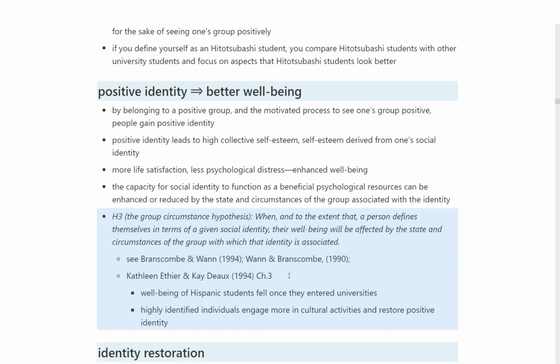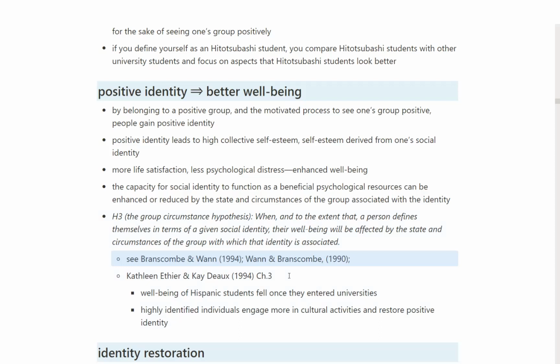So here there are two things: positive or negative state, and the extent to which you define yourself as a member of a group. When there is a positive thing and you strongly identify with the group, you will strongly feel good about yourself. But even when there is a positive circumstance, if you do not strongly identify with your group, then the feeling you will experience will also be weak. Maybe somewhat positive, but not very strong.